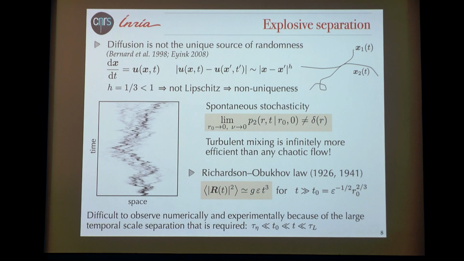So now there is a difficulty with this law: it's hardly observed, neither numerically nor experimentally, and this is mainly because it requires a very large timescale separation. You need the time associated to the initial separation to be large enough, so basically to have a turbulent behavior, to be larger than the small time scale you have in your flow. Then you need to observe the separation at a time much bigger than the time associated to the initial separation. And this time of observation has to be much smaller than the large scale time, otherwise you have just pure diffusion. Okay, so it's intermediate asymptotics, which has a lot of constraints.